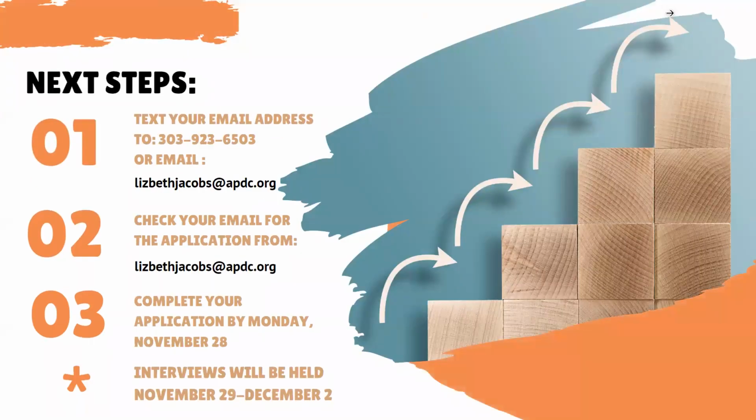Okay, and the next steps are text me your email address. There's my phone number, or email me with your email address. So that's the first qualification, if you will: know how to use email. So I would need your email address, and then I will email you the application, because there is a job application that you need to fill out. I would send that to you after you send me an email if you are interested.